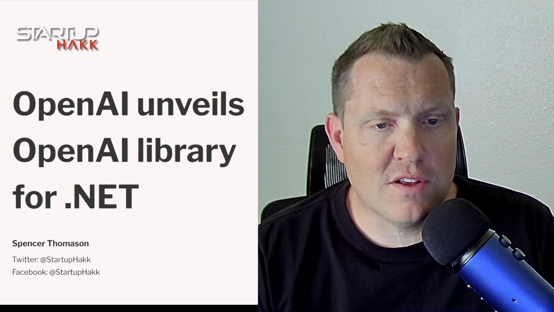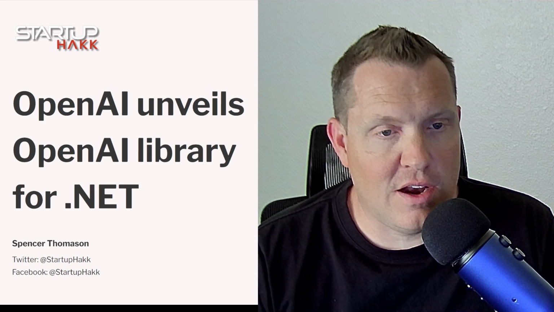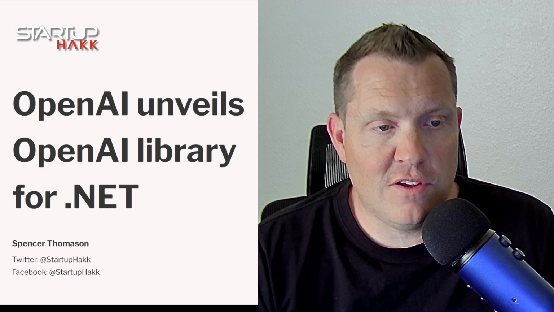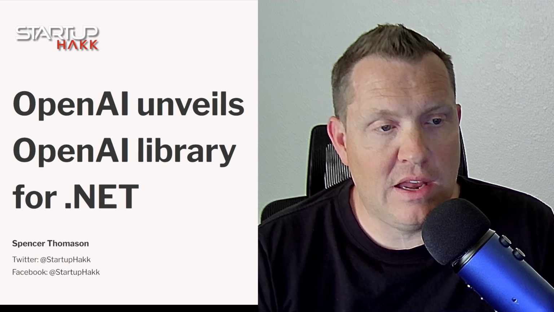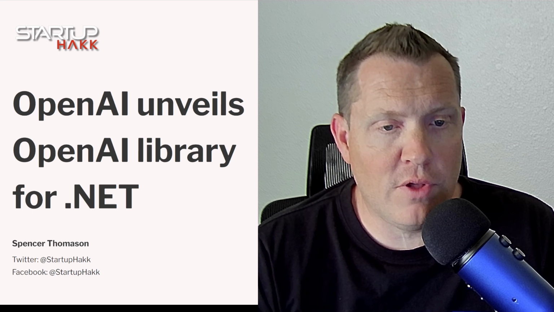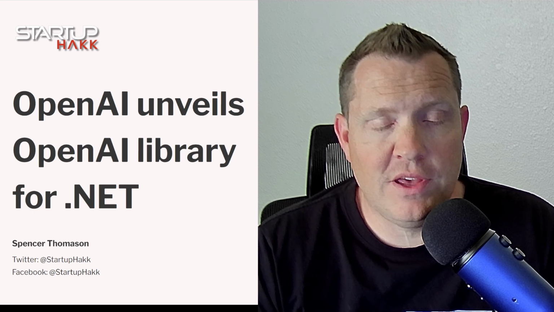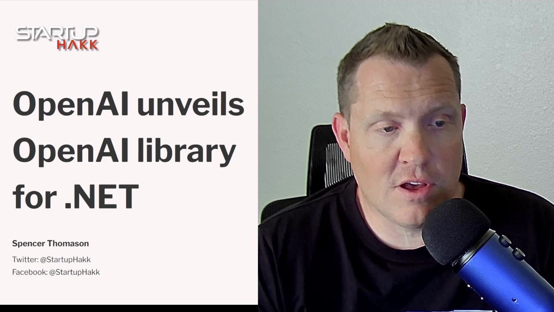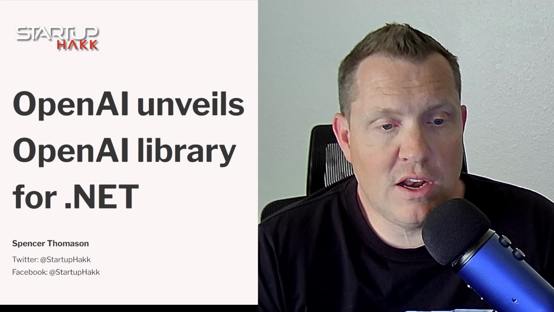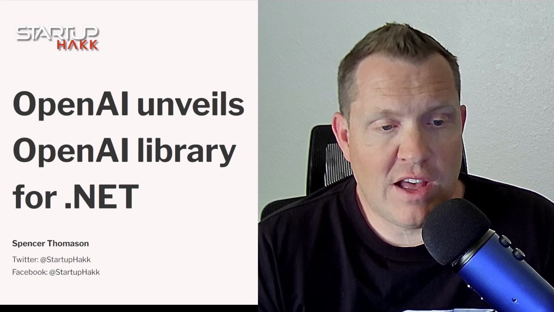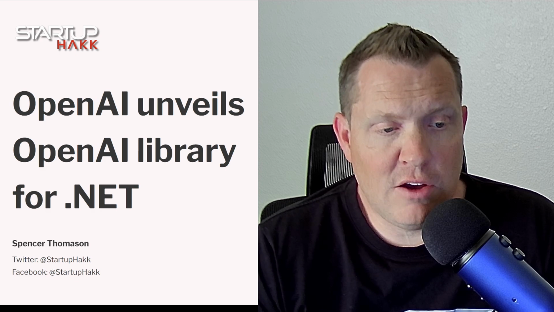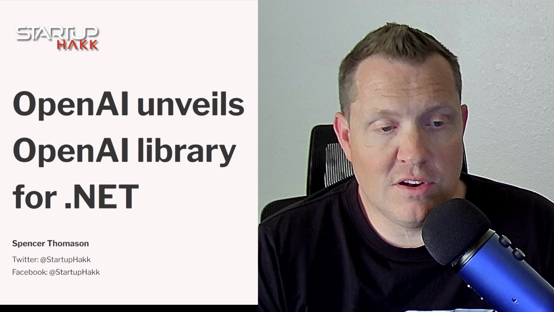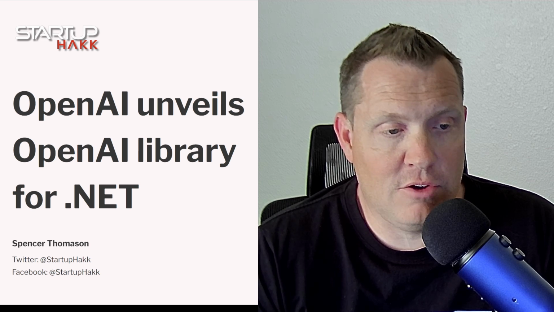Today, we're diving into an exciting development in the world of AI and .NET programming. OpenAI has just unveiled a new library for .NET, making it easier for developers to integrate powerful AI capabilities into their applications. For .NET developers, this library is a game changer. It reduces the complexity associated with integrating AI into applications, saving valuable development time. Developers can now focus on building innovative features rather than dealing with the intricacies of AI model integrations.